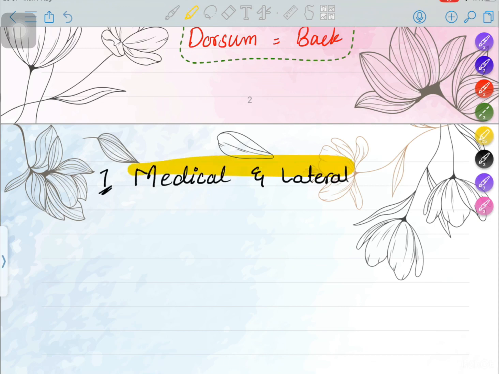Medium, okay. Middle, who said middle? Excellent, keep this thing in mind. Medial and middle have a very great connection between them. Exactly, medial and middle.